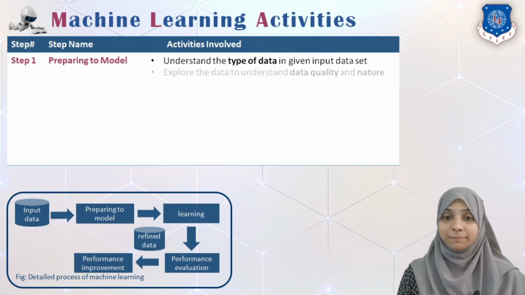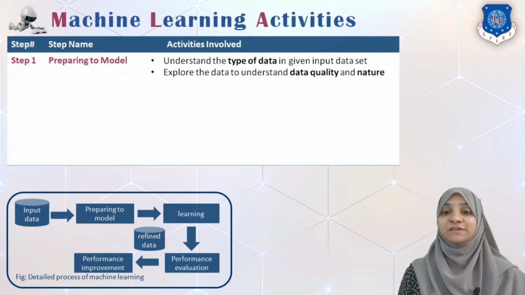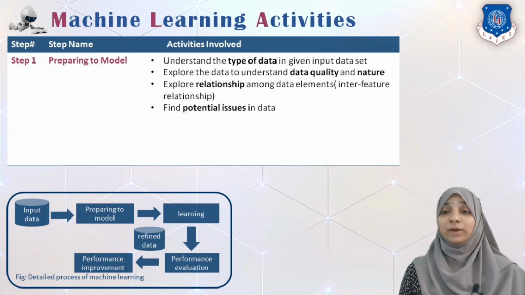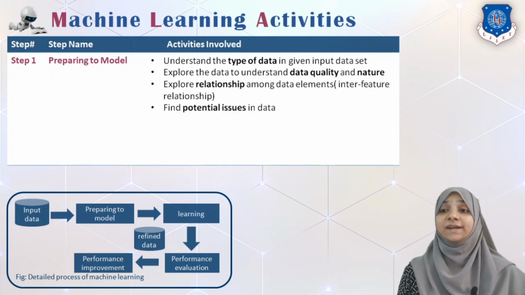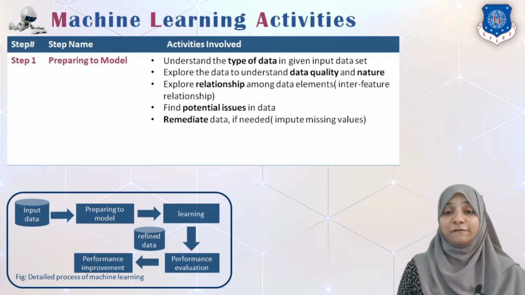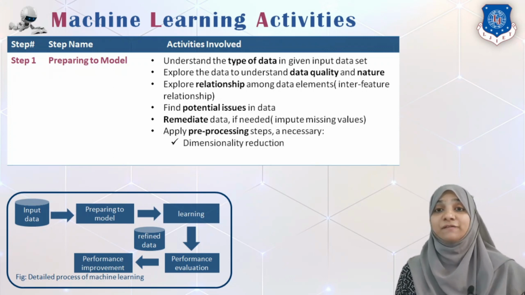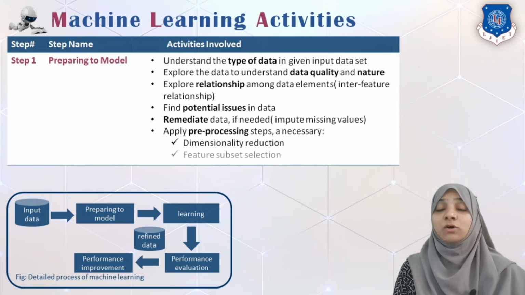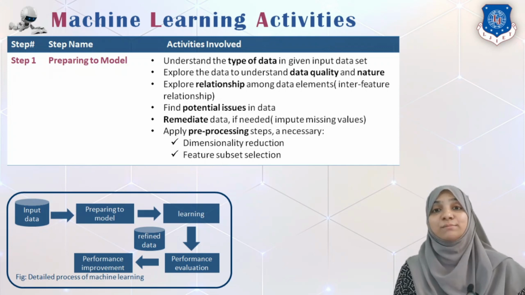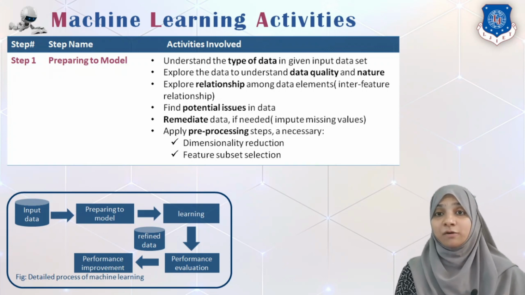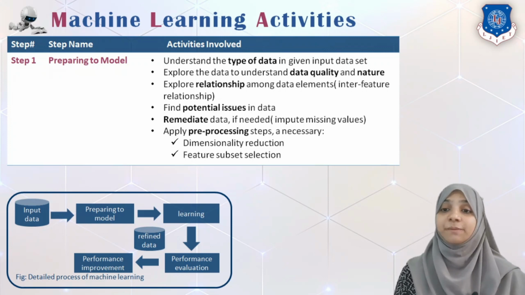What do we do inside the preparing to model step? We first understand the type of data given as the input data set. We explore this input data and try to understand its quality and nature. We also find the relationship among data elements. That means if my data contains 10 rows and 15 columns, what is the relationship between column 1 and column 2? What is the relationship between column 3 and column 5? And so on. That is the relationship among data elements, which is also called inter-feature relationship. So we first try to find out the type, quality, nature and relationship of data.